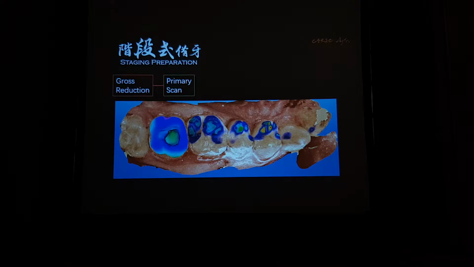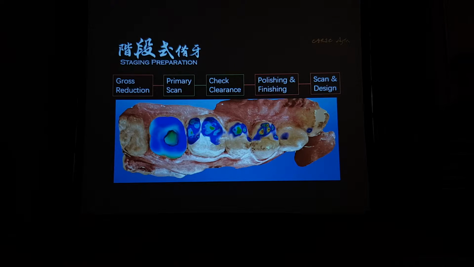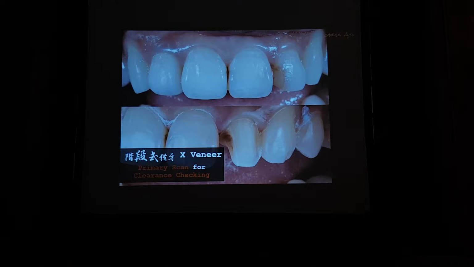So first, we do the gross preparation, we do the reduction, and we do the primary scan. And the software will tell you where the insufficient thickness is. Okay, so check the clearance, and polish and finish, and rescan. So in the final scan, we just need to delete this small area and rescan this small area. So it just takes a little more time. Okay? So how does staging preparation help us in the anteriors?